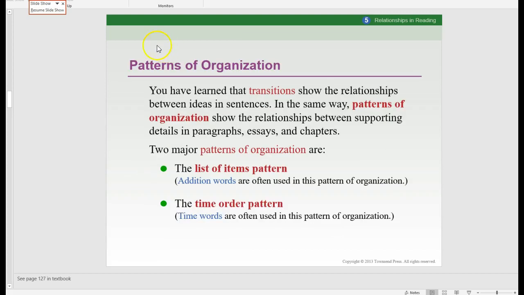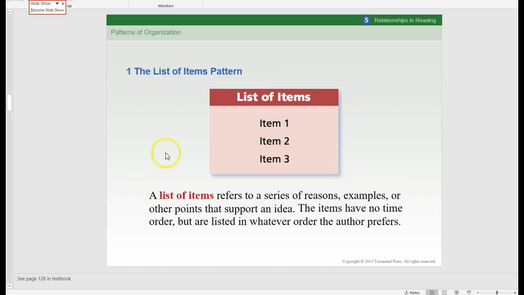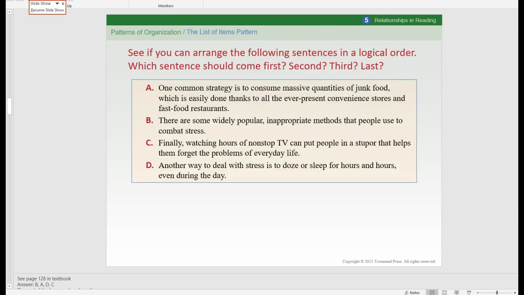So now we use these transitions in patterns of organization. So addition words are used for listing. And then time words are used for time order. So let's take a look at these more in depth. If we take here, we have a list of items. Item 1, Item 2, Item 3. So a list of items refers to a series of reasons or examples. In class, we've been writing exemplification or illustration essays. For example, the first example, the second example. You're listing your reasons.